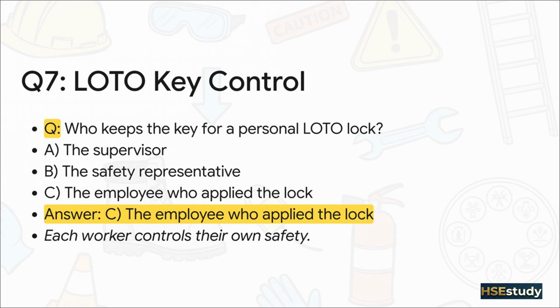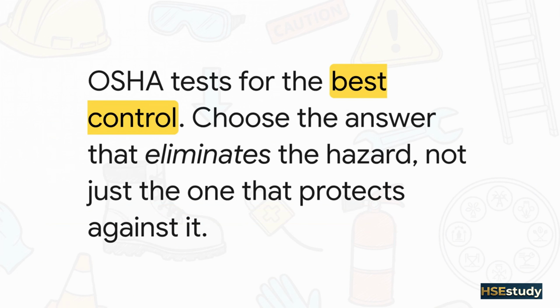And staying on LOTO for question 7, during the procedure, who holds the key to your personal lock? The answer has to be D, the employee who applied the lock. This is all about individual control. You are the only person who should be able to remove your lock. The whole system is built on the idea that power can't be restored until every single person is clear and has removed their own lock. Your lock, your key.